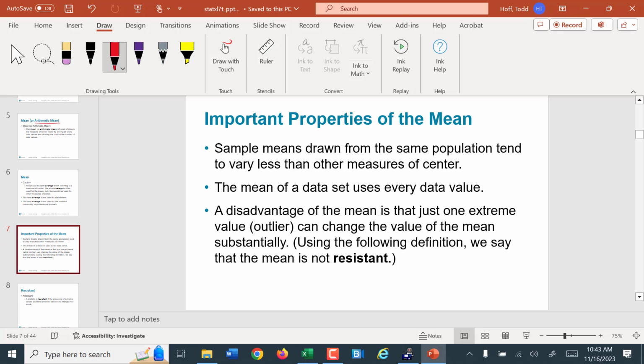So, important properties of the mean. The mean uses every value in the population to weight out the center of the population, or the center of the data set. As it uses every data value, that makes it important. Some people feel that makes it very, very important. We'll talk about the use of these different measures of center as we go along. One thing about the mean that is not good is that it is not very resistant. What that means is if we have an outlier, which would be either a very small or very large value.